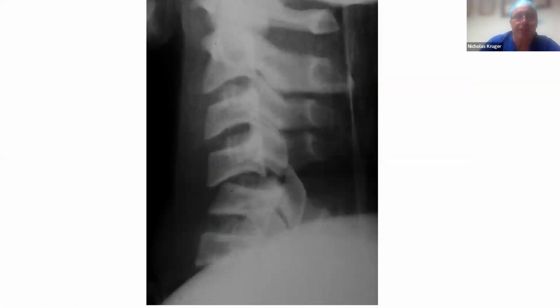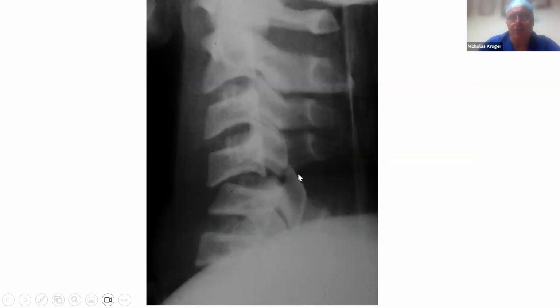Okay, there you can see there's obviously a dislocation because you've got a step, the posterior body line is ruptured, the spinolaminar line, your lines of convergence are now diverging there.